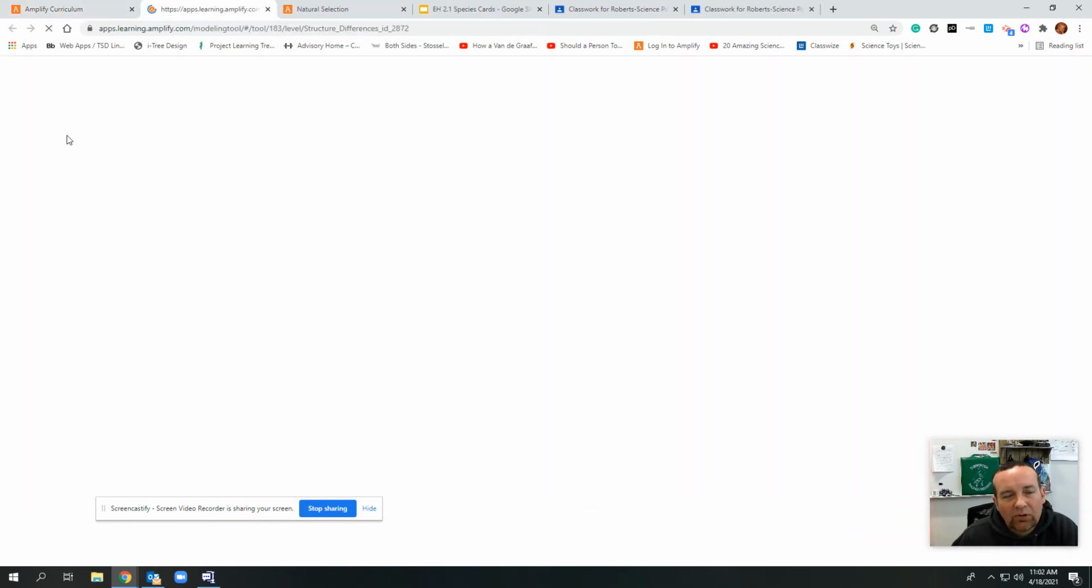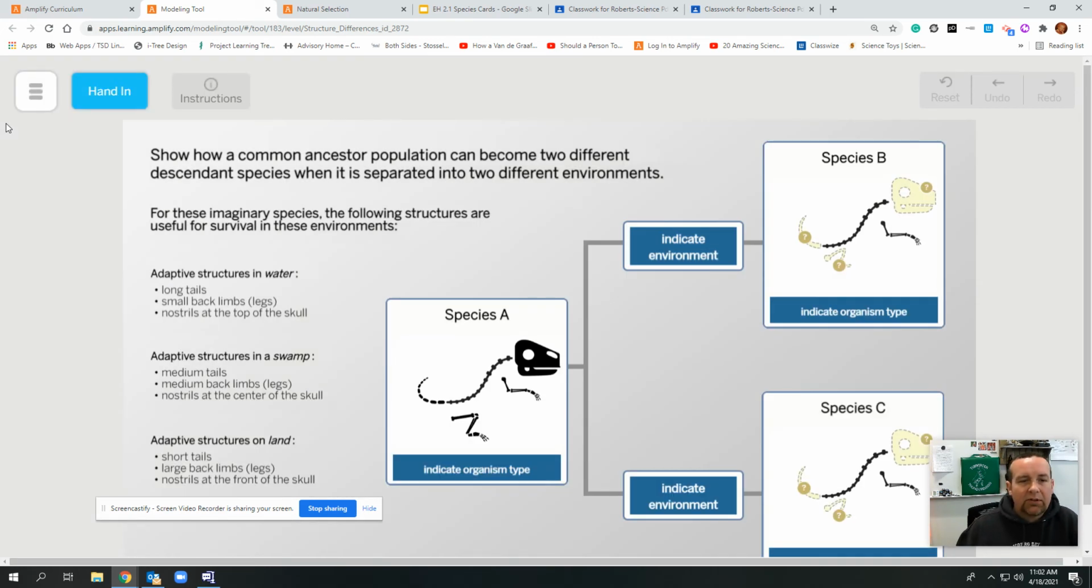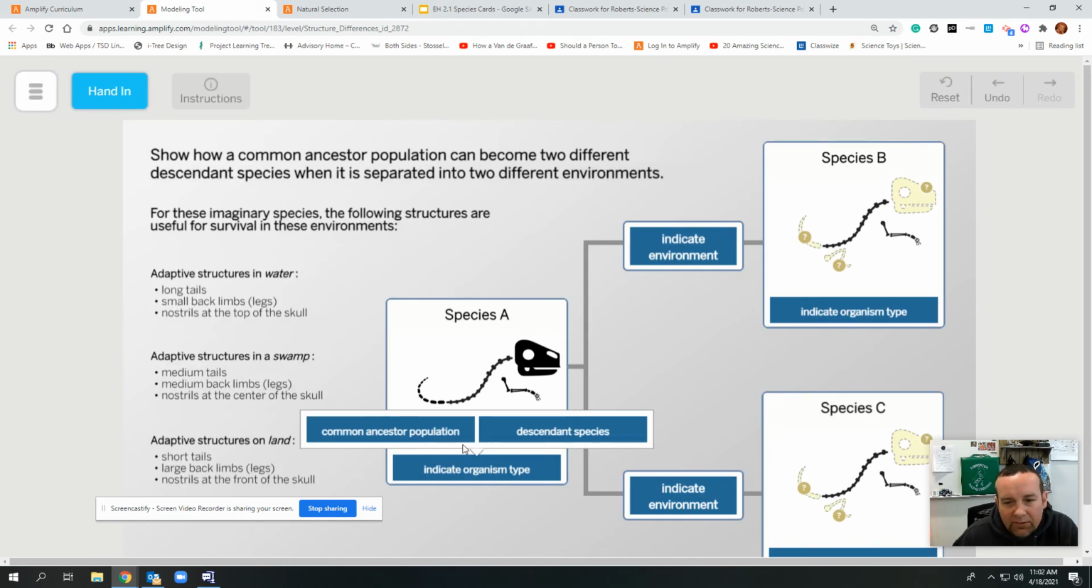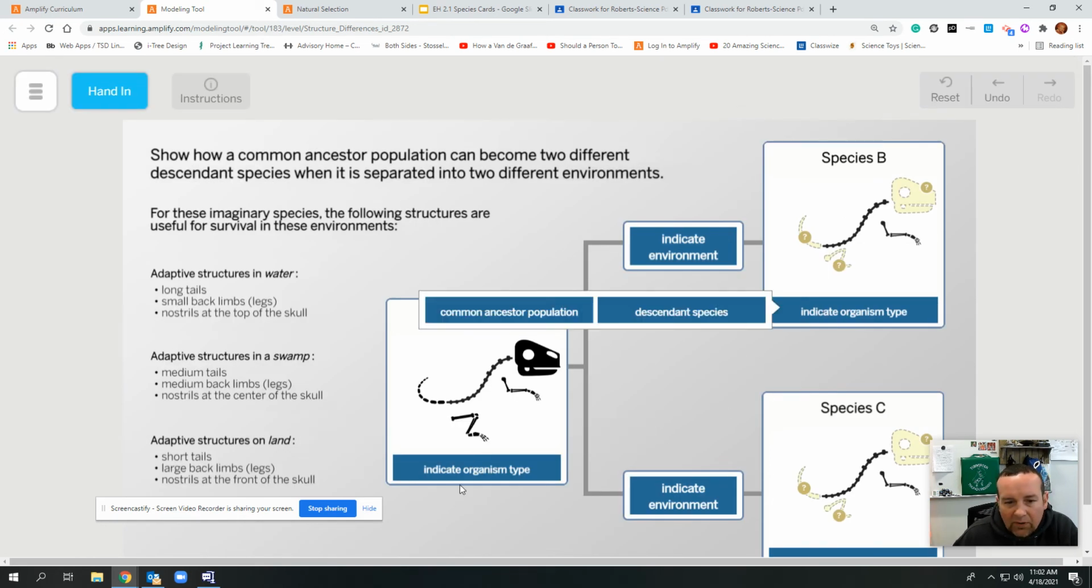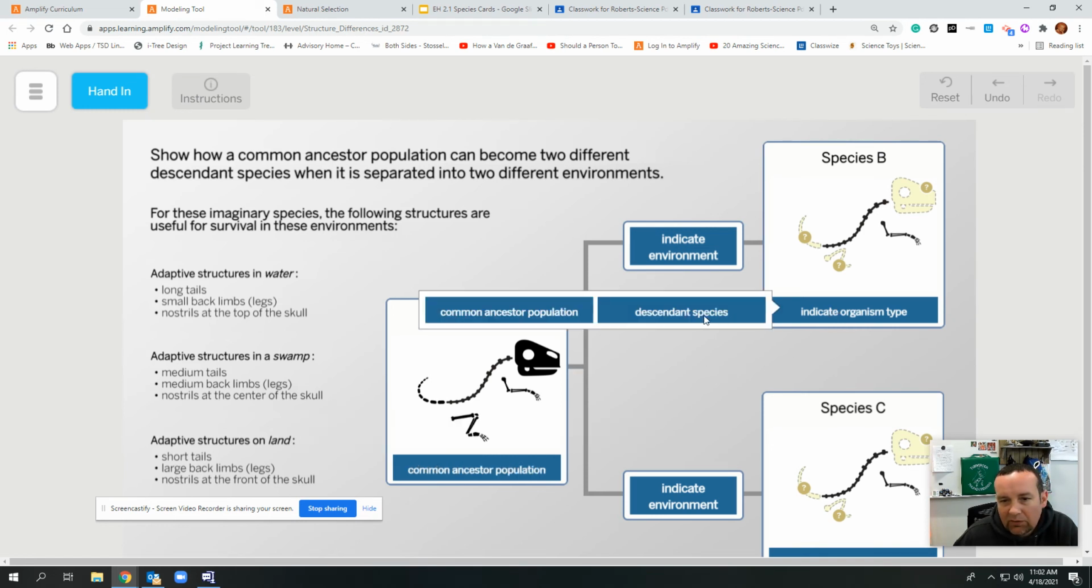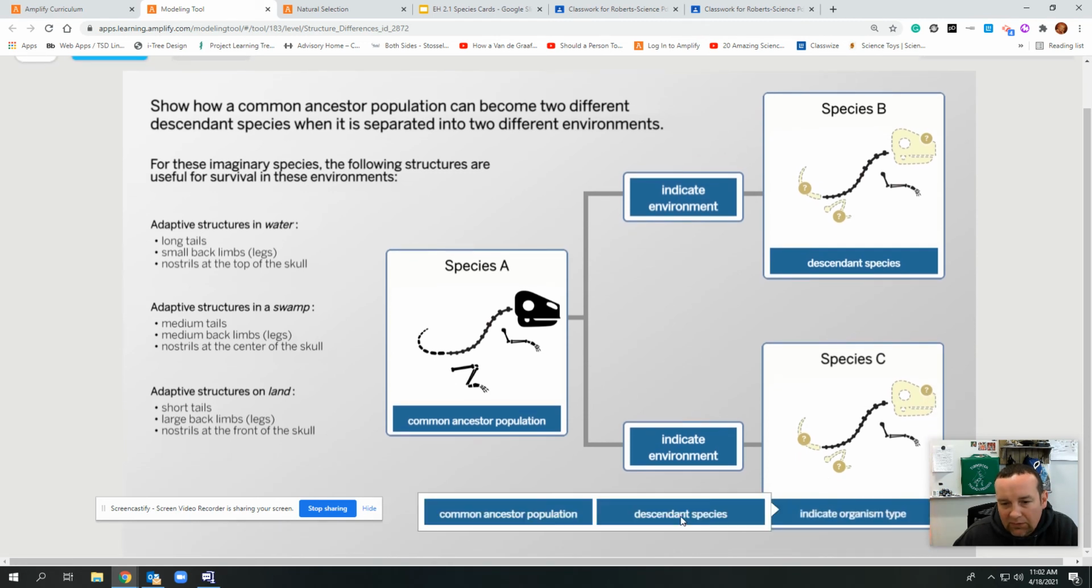So for part 4, there's a modeling tool here. And you're going to model the same concepts that you saw in the sim. So the first thing I think we should do is click on the bottom of these cards and indicate whether it's a common ancestor or descendant species. So we can see the branch. It branches off here, so this is our common ancestor population. Descendant species, descendant species.